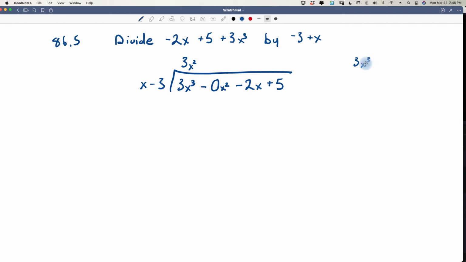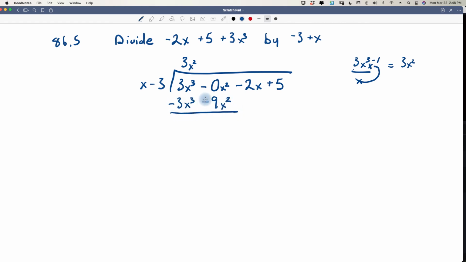3x cubed divided by x. So we flip that to the top and we make that a minus 1, x to the minus 1. So that's going to be 3x squared, and that's the answer we write here. Okay, so we multiply 3x squared times x, which gives us 3x cubed. 3x squared times negative 3 gives us a negative 9x squared.